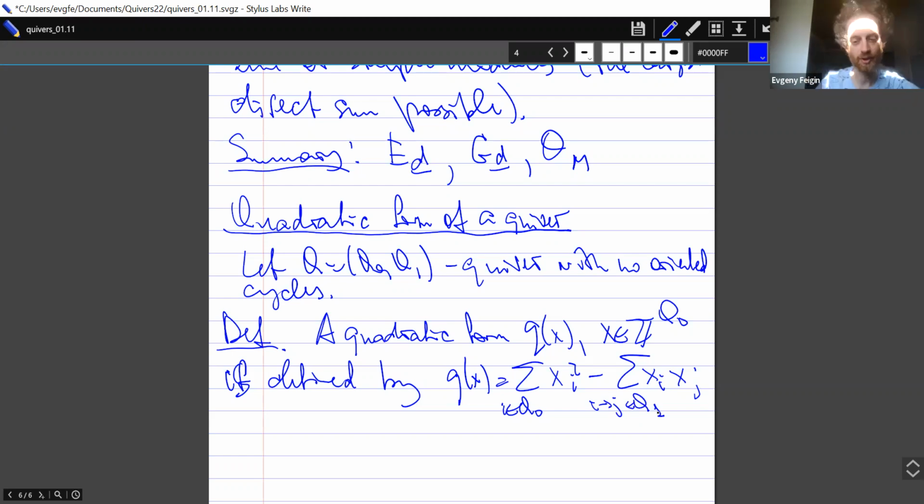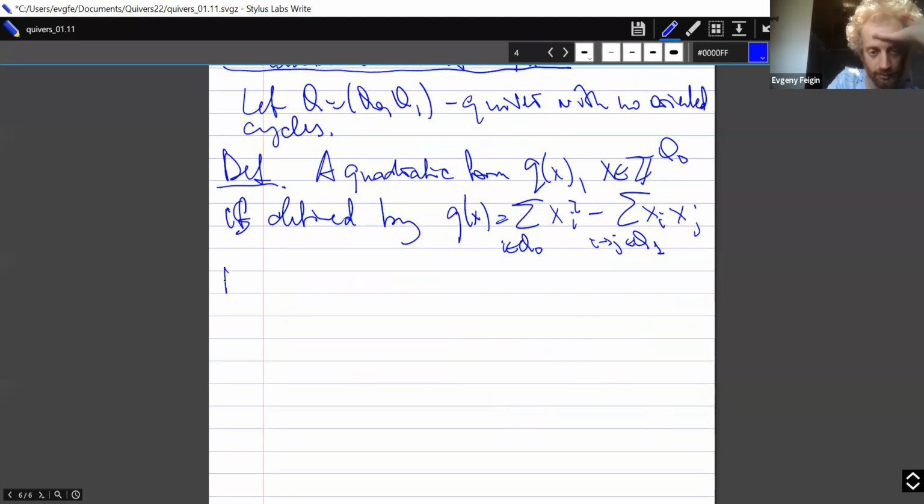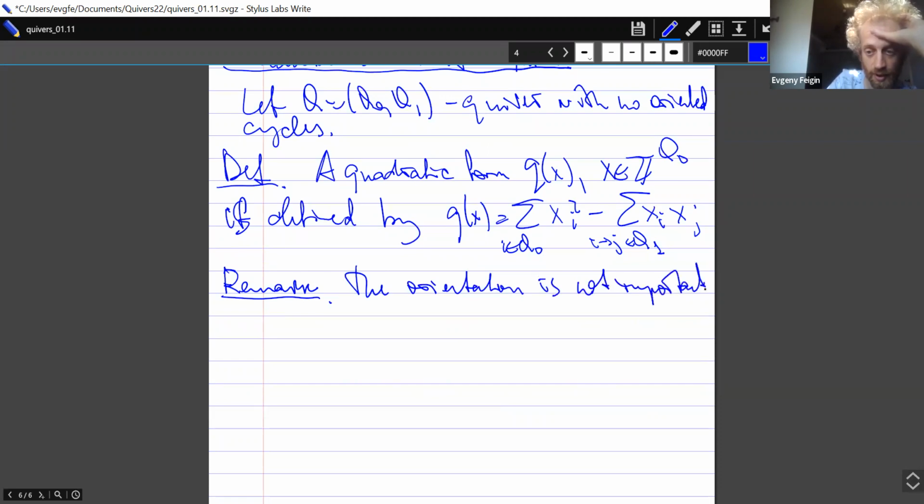So let me give you an example. Maybe one remark first, that the orientation is not important. Yes, because the orientation enters in the second term, but you can see that we have the product of the starting point of an arrow and the terminal point of an arrow, and this does not really change if the orientation is changed. Okay.